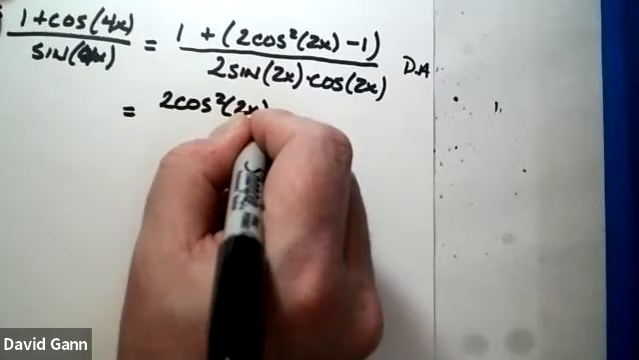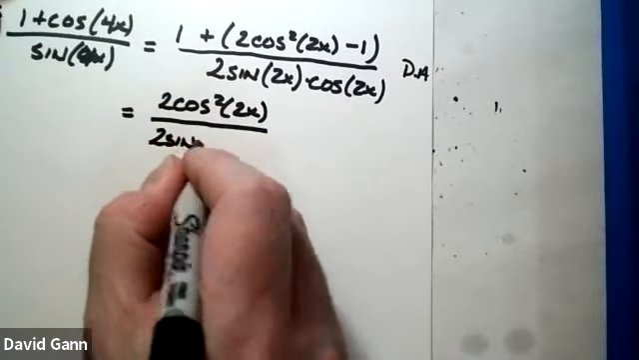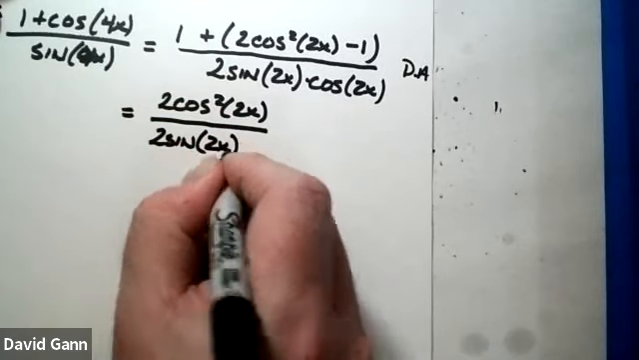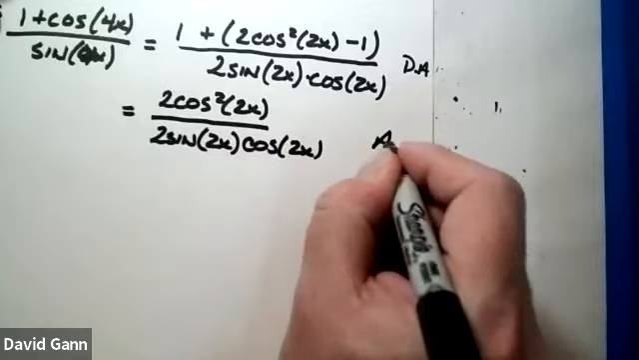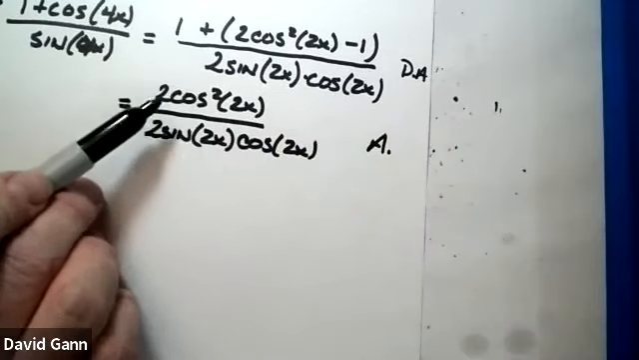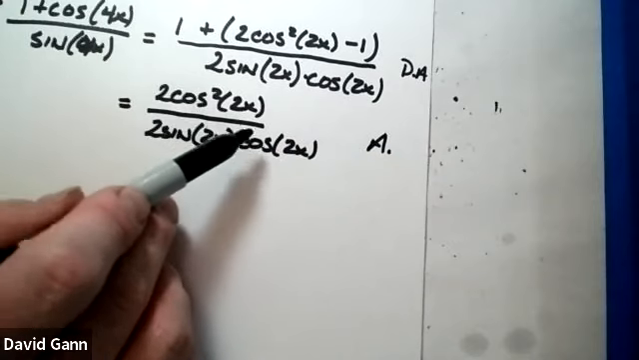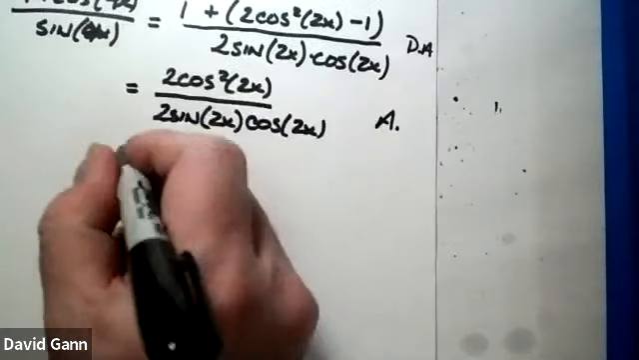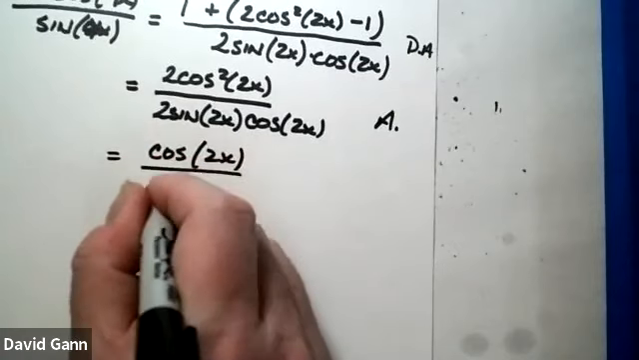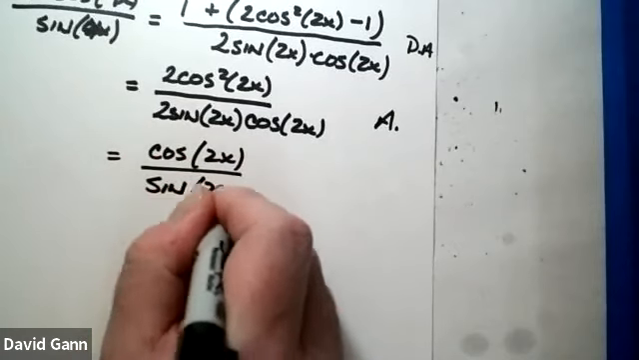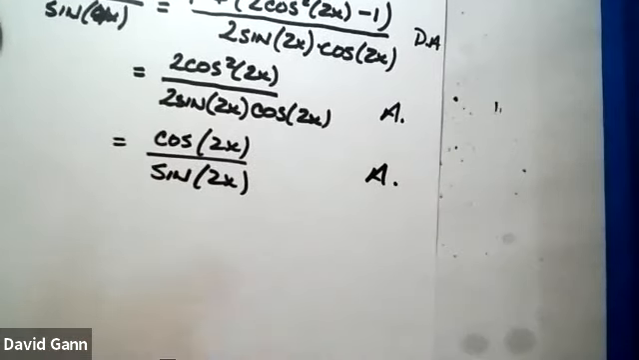But anyway, now that we have this, the numerator is going to clean up to 2 cosine squared of 2x all over 2 sine of 2x cosine of 2x. I mean, this is simply some algebra. And then notice we've got some cancellation. The 2 will cancel, and one of these terms of cosine 2x will cancel. So we're left with cosine of 2x over sine of 2x, which is just an algebraic cancellation.